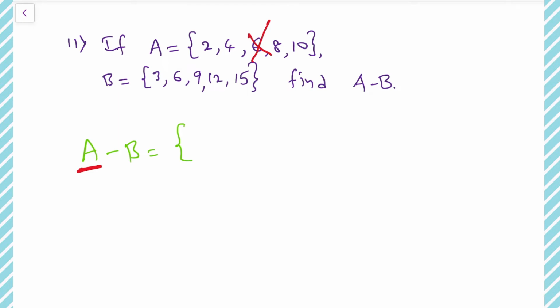Then write whatever the remaining elements are. That is 2 comma 4 comma 8 comma 10. That's it. We should not write any element from the set B again, because we are writing A minus B. So only from the set A. So 2, 4, 8, 10.